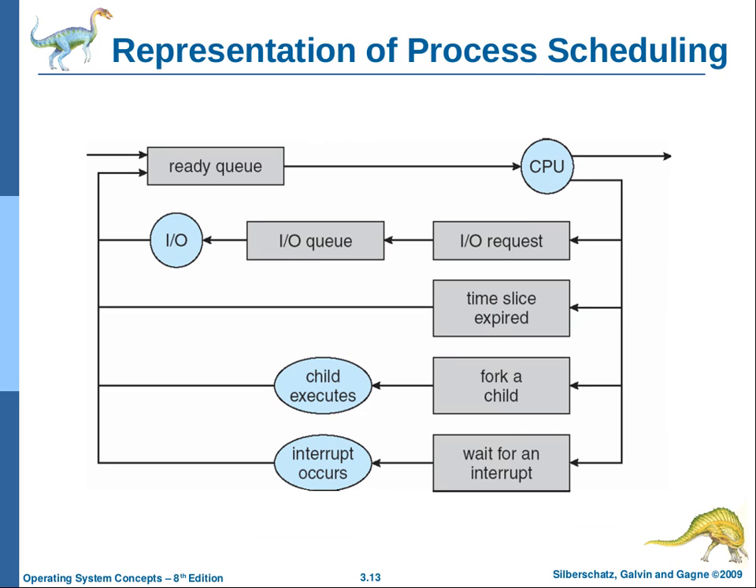Whew, this is kind of a confusing one. So you get the ready queue, runs the CPU, and then if all of a sudden it has an I/O request, it goes to the I/O queue for I/O that can eventually go back to the ready queue.